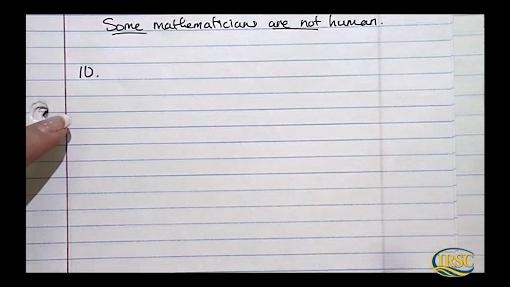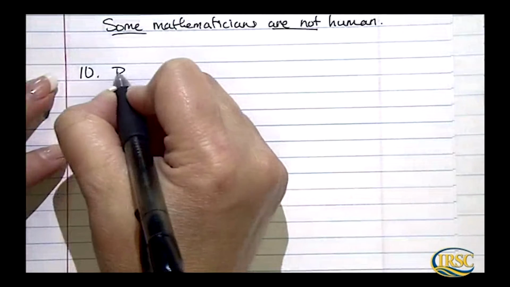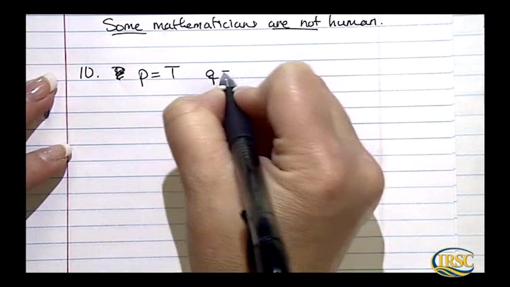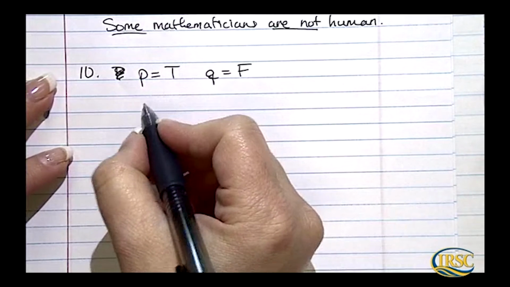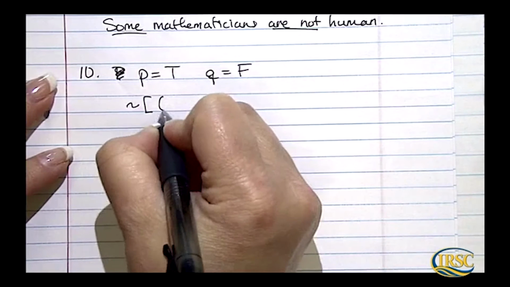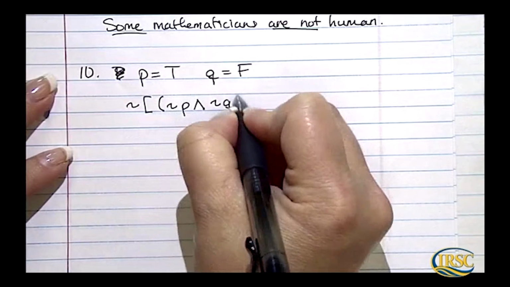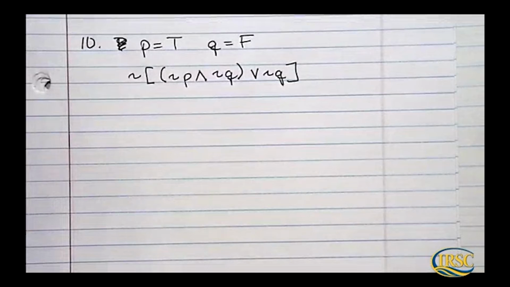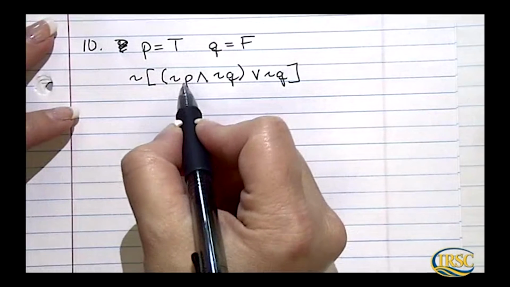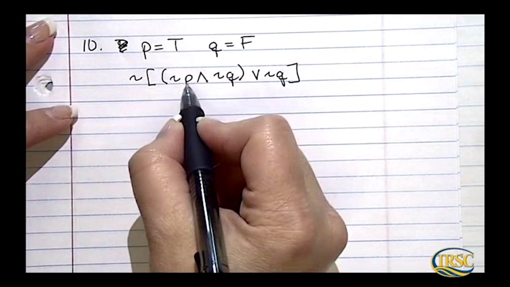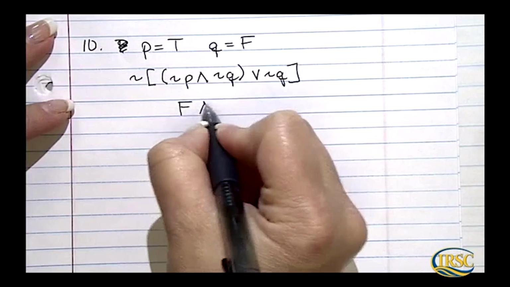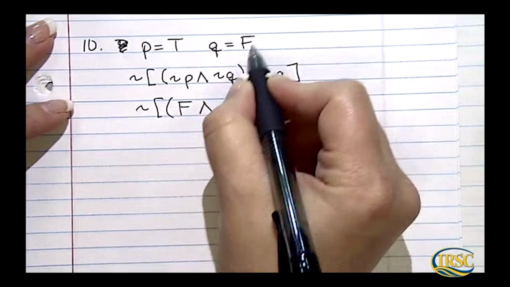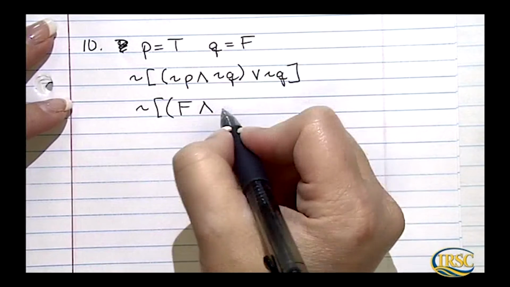It says, let P represent a true statement and Q represent a false statement. And you want to find the truth value of this compound statement. So when you know what P and Q stand for, then you don't have to do an entire truth table. Instead, you're going to substitute these truth values like it was a math problem. And so starting with not P, since P is true, then not P is false. And since Q is false, not Q is true.